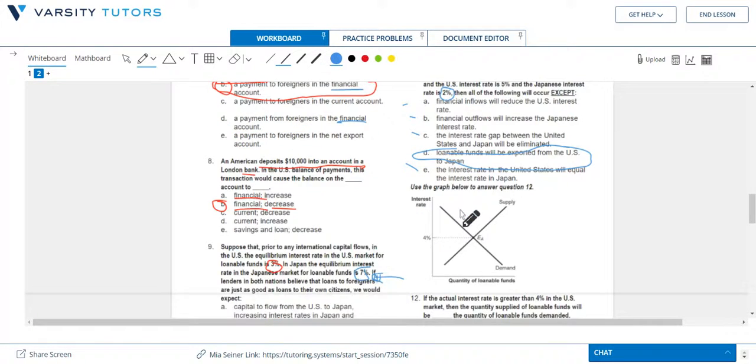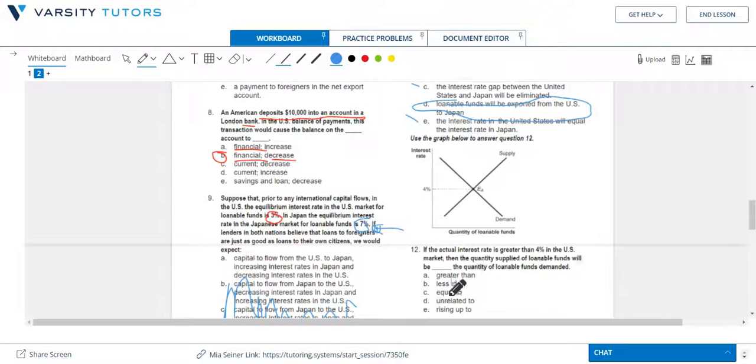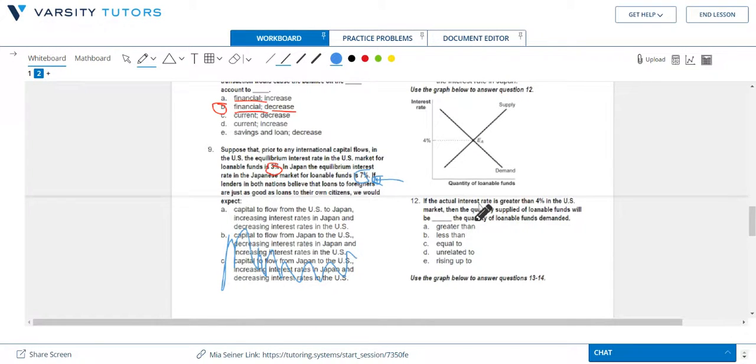Use the graph below to answer question 12. Here they're asking us if the actual interest rate is greater than 4%. So I'll just draw some arbitrary line. If the actual interest rate is greater than 4%, the quantity supplied is greater than the quantity demanded. Hopefully we can see that on the curves. Quantity demanded, quantity supplied. What a beautiful, beautiful thing. So the quantity supplied is greater than.